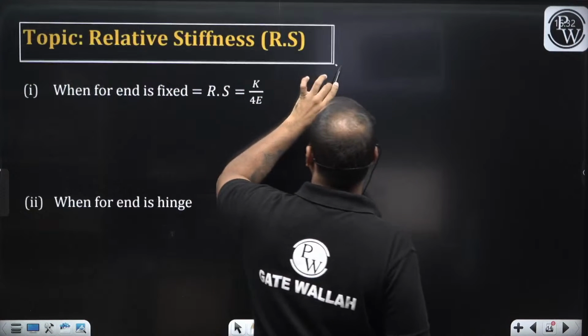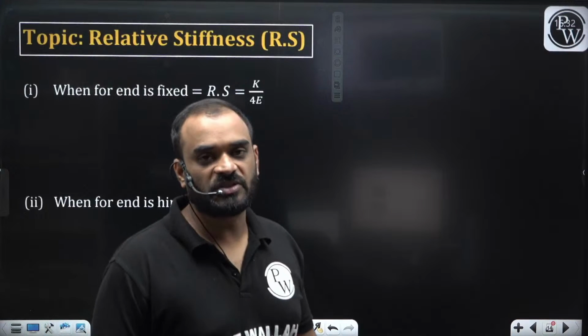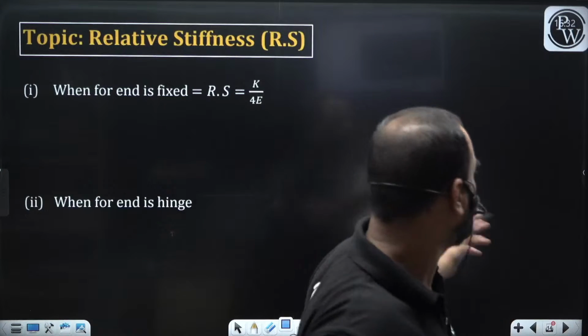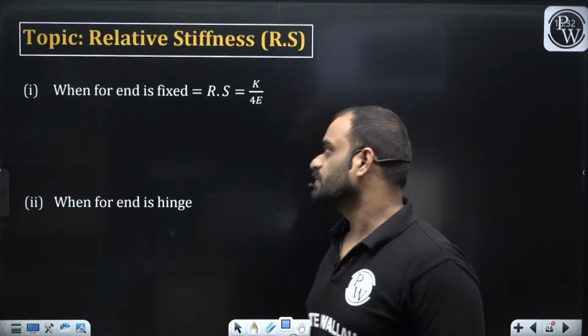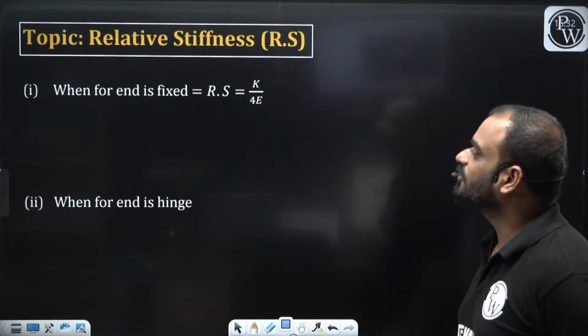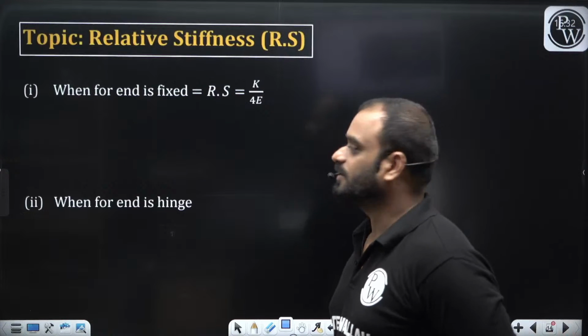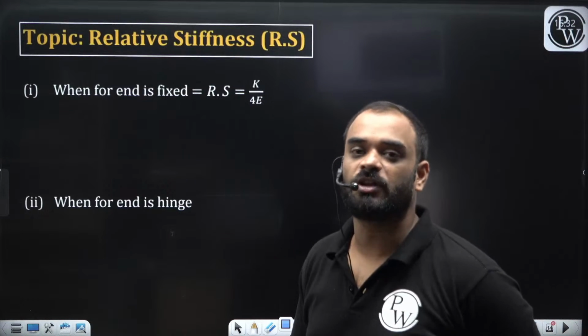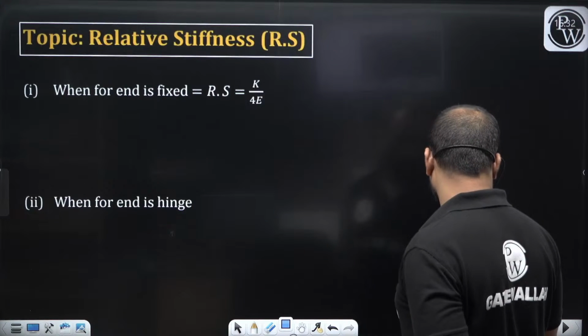Now the question is why we are defining this, sir? If we already know what the stiffness of a member is, then why should we define the relative stiffness term? It is very simple to understand. In case of relative stiffness, you are trying to eliminate the property of material from the stiffness terminology. Let me explain it first, then you will be able to understand this.